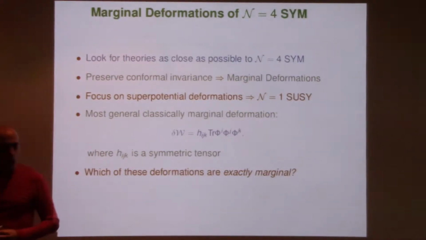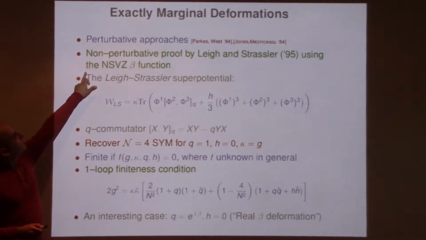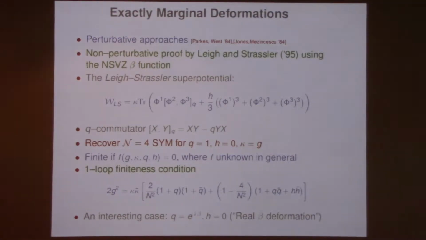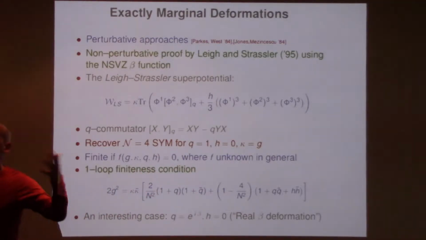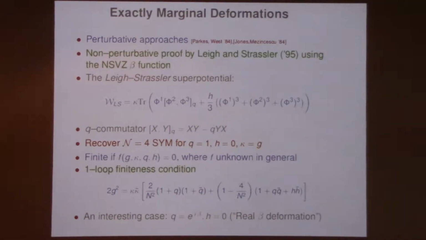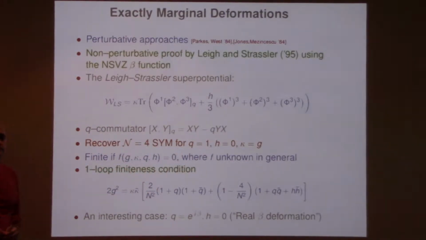Okay. Now, how many are exactly marginal? That was, again, perturbatively, there were approaches in the early 80s, but the non-perturbative proof was given by Leigh-Strassler, and they ended up in some choice. This is kind of basis dependent. I mean, you can always do unitary transformations of fields and make things look a bit different. But the canonical way of writing it is like this.